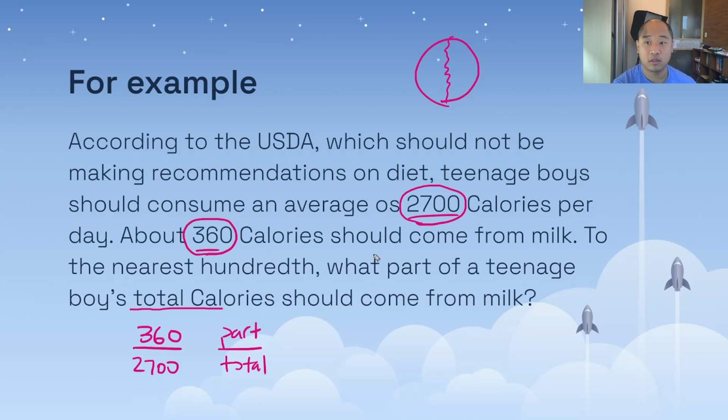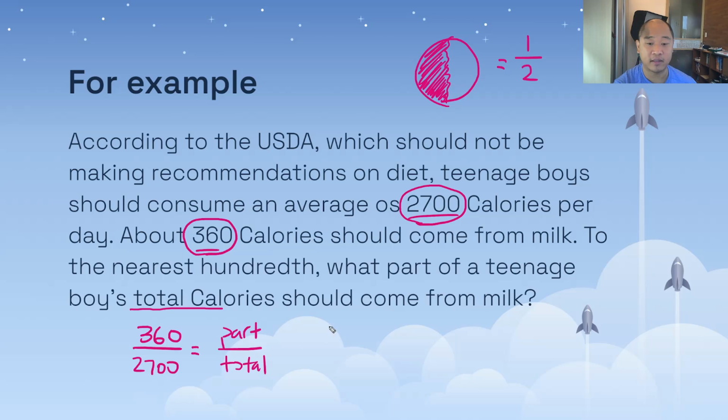So, just like this example with a cookie, if you had this piece of the cookie, then you have one part of a total of two parts, right? Half a cookie looks like this. So 360 calories, that's a part, over 2,700 calories, that's a total. And that's it. But we shouldn't leave it like this.